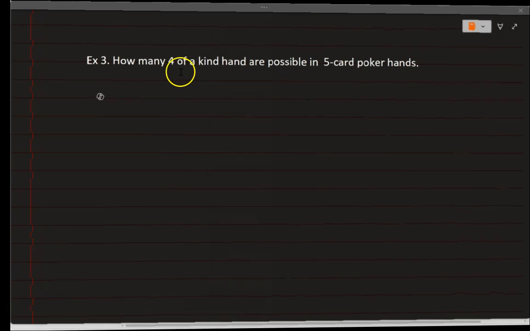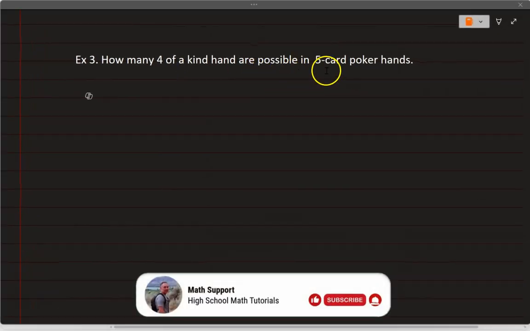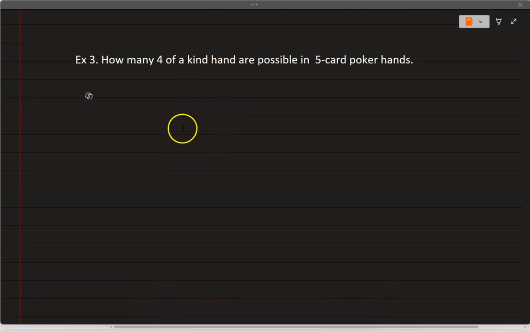Okay, so how many 4 of a kind hands are possible in 5-card poker hands? Now, just a review in case you don't know, a poker game consists of 52 cards in a deck, and there are 4 different suits there. And for 4 of a kind, the first thing is that you're choosing 4 of the same type of card. So if it's 4 jacks, you're going to have all 4 of them. That's where 4 choose 4 comes from.